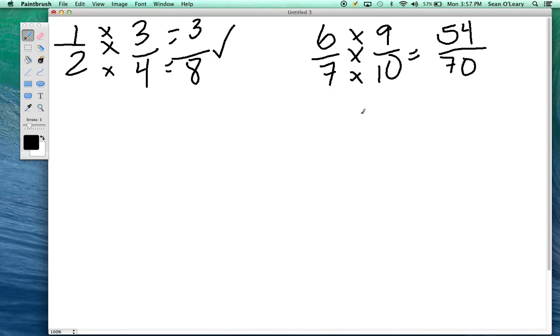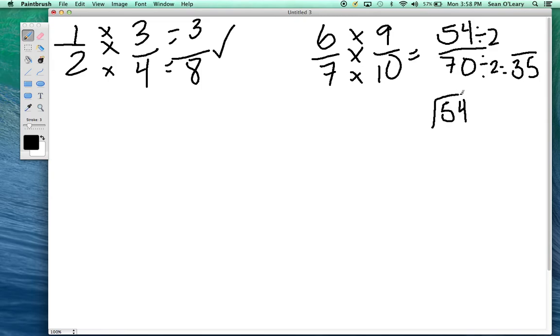So there's our product. But before I give my answer, I have to look. And I can see that that ends in a 4 and that ends in a 0. So I know they're both divisible by 2. So I'm going to simplify by 2. I'm going to divide 54 by 2, and I'm going to divide 70 by 2. Well, I know right away that 70 divided by 2 is 35. So I'm going to put that as my denominator.